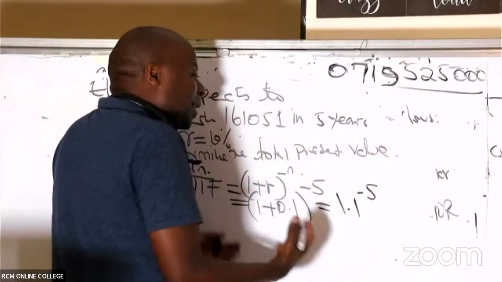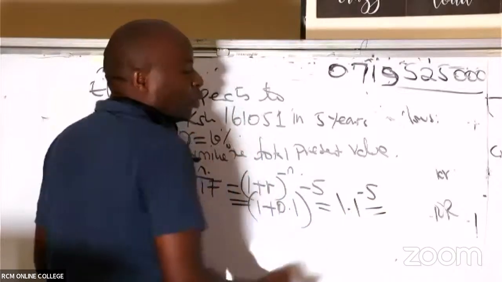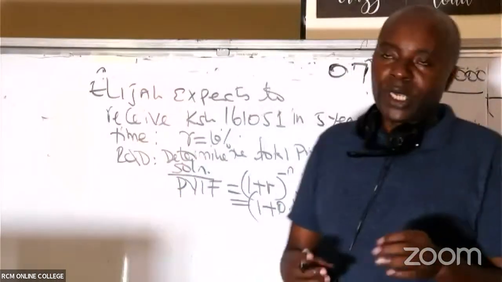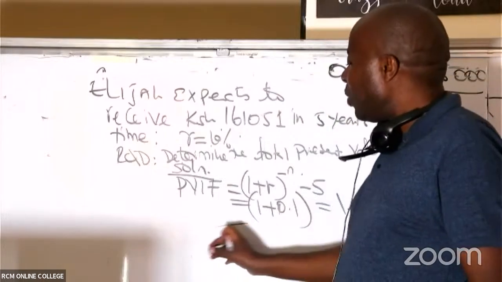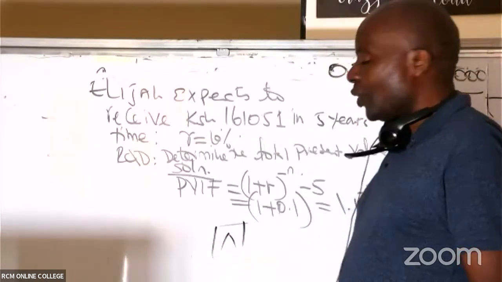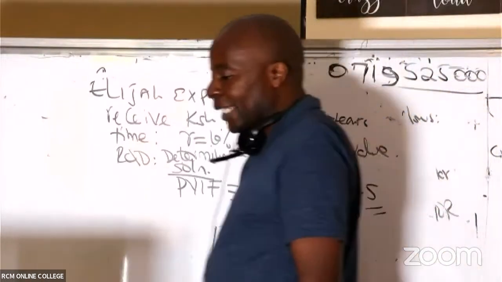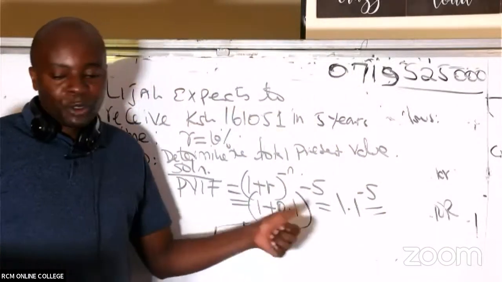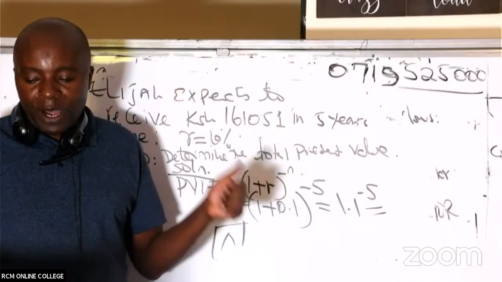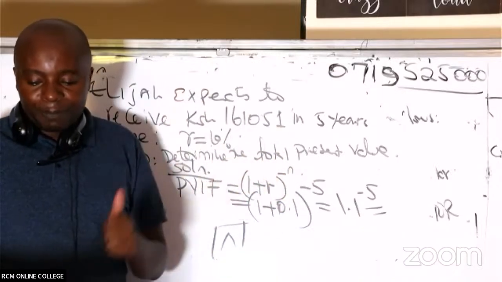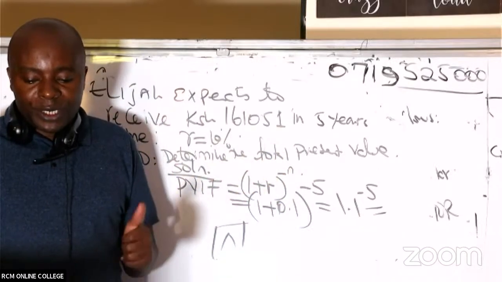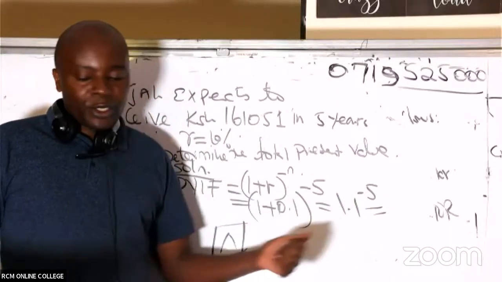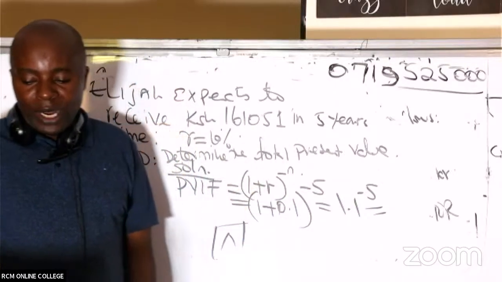Can I kindly get the final answer here from each one of us? Please let's know where raised to is in our calculators. Raised is like this. So you'll come and, ladies and gentlemen, talk of 1.1 raised to negative 5. What is 1.1 raised to negative 5?